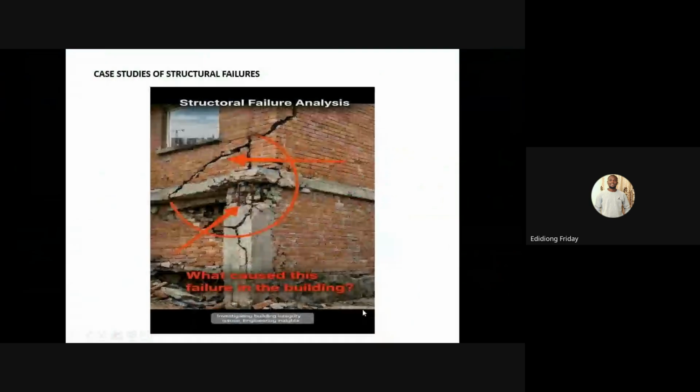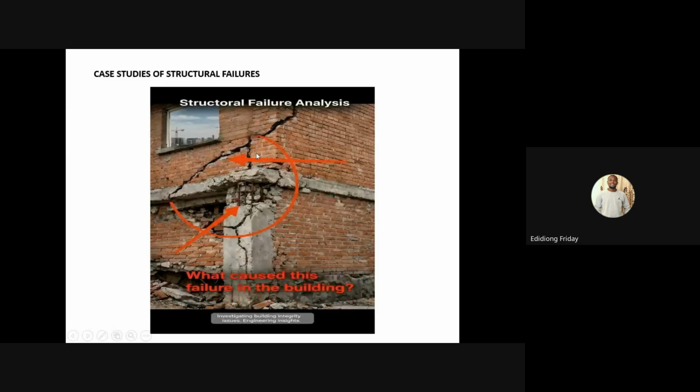Okay, so the second reason, like I said, is settlement. Obviously this column has settled, and because of the settlement, it is pulling all these other members downwards. Another reason for the failure is the discontinuity of this column. This column should have continued upwards, especially since it's a corner location. So there should have been a column here. That's another reason for the failure.